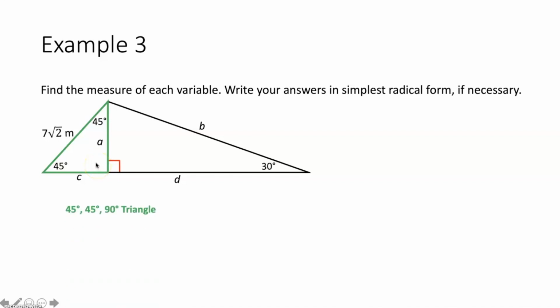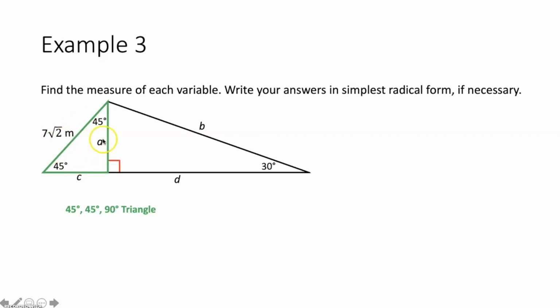And we can use our 45-45-90 degree triangle theorem in order to solve for our missing side lengths over here. So what do we know about a 45-45-90 degree triangle? We know that the legs of a 45-45-90 degree triangle, the sides adjacent to our right angle, must be congruent to each other. And we know that the length of the hypotenuse, the side that is opposite our 90-degree angle, is going to be equal to rad 2 times the length of a leg.